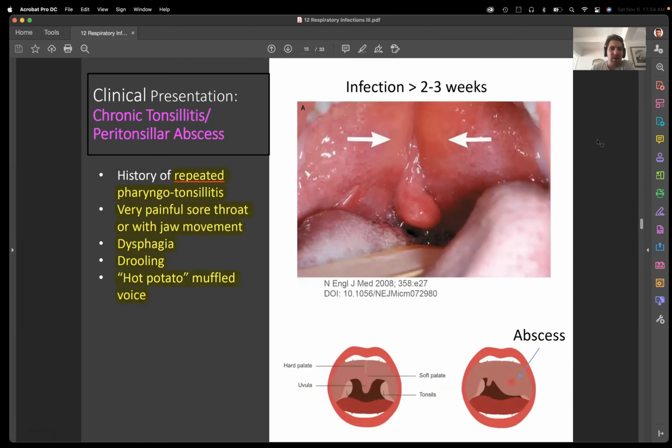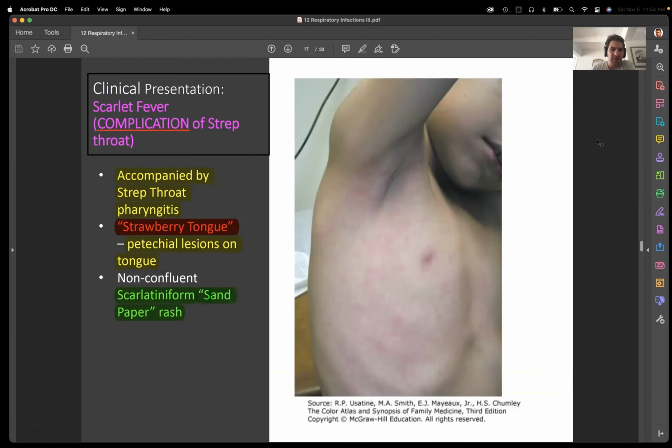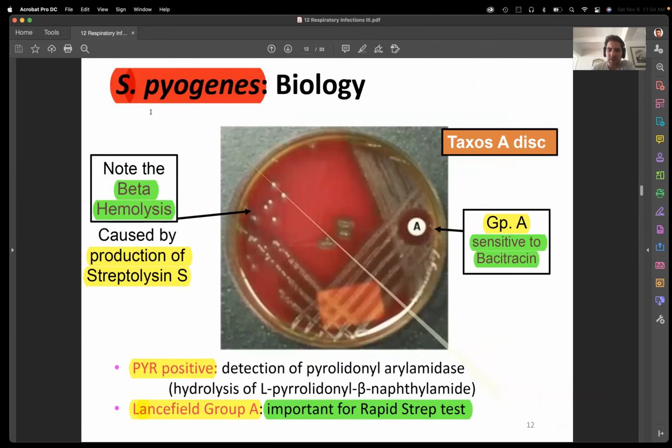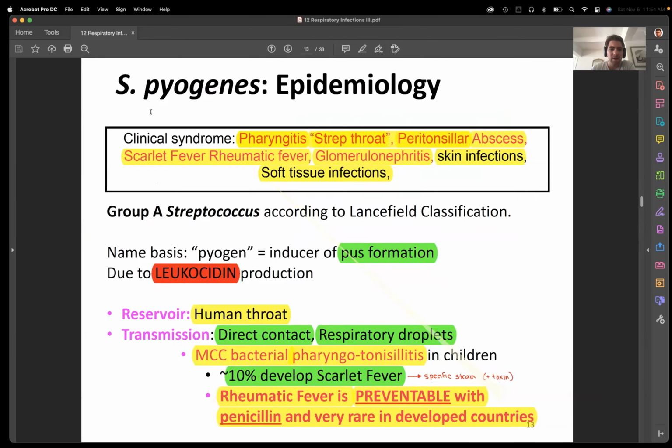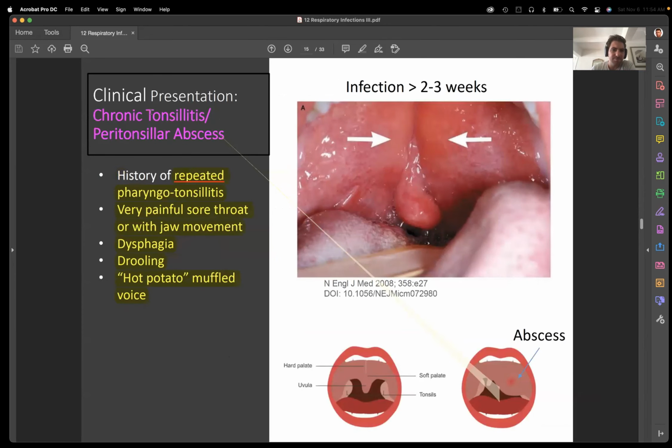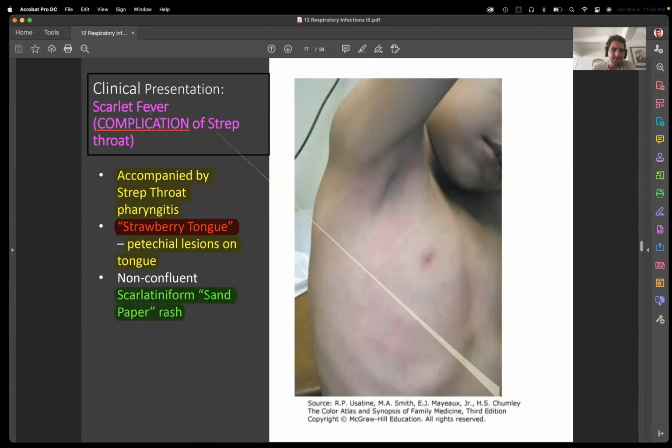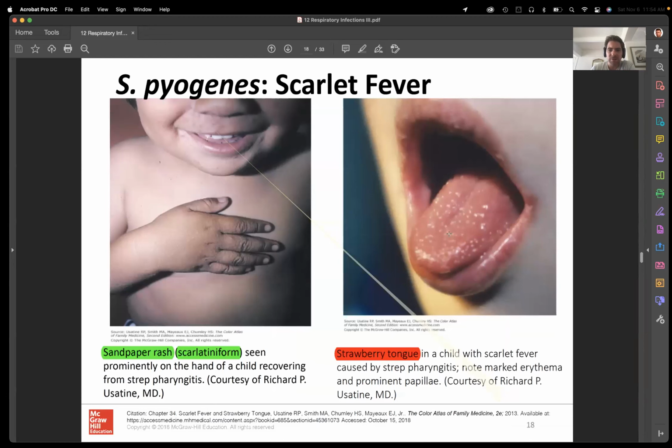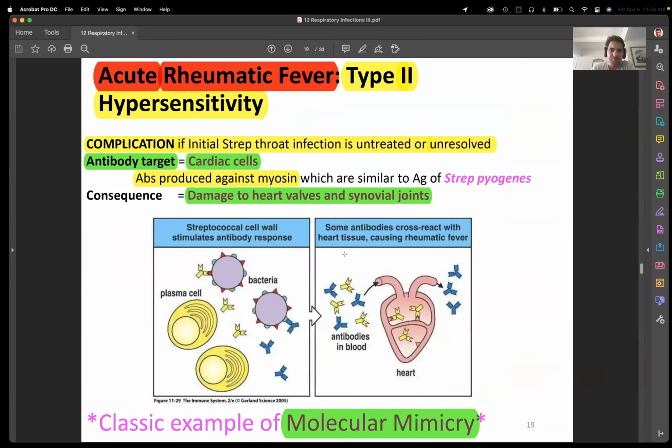Strawberry tongue, yes, that is a complication. Strawberry tongue forms, and the sandpaper rash as well. This is the scarlet fever that forms. This is a sequela to the strep infection. You can see that here, the strawberry tongue, little bumps on it, and the sandpaper rash as well.